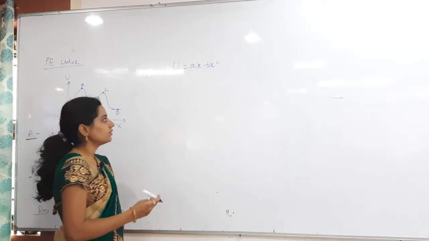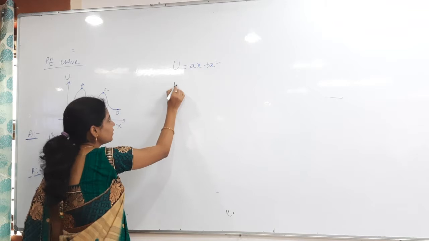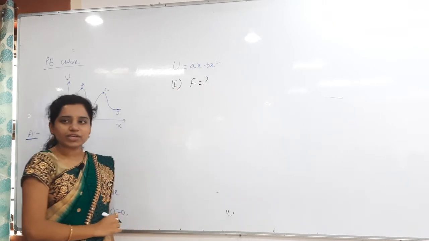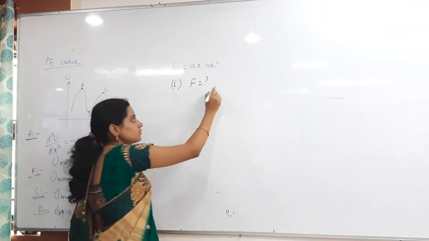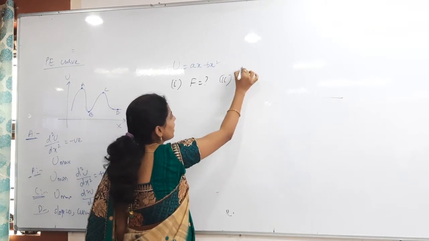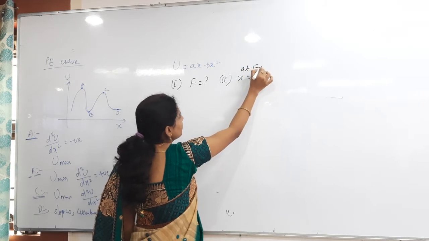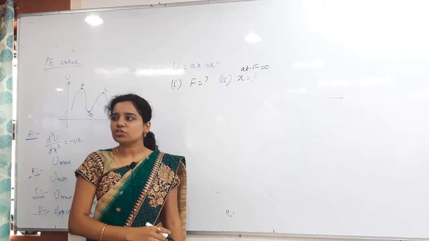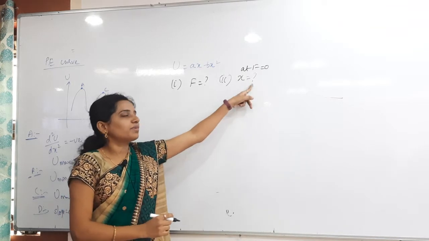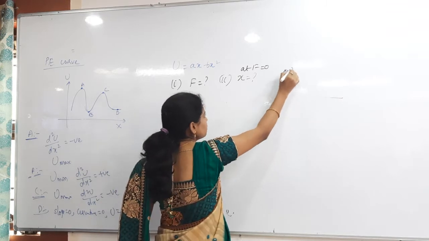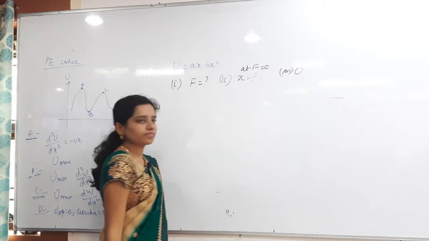So here, listen, what I asked: first of all, you have to find the expression for the force. You have to write the force equation. Next is the equilibrium position, nothing but the x value, whenever F is equal to 0. Equilibrium is nothing but force is equal to 0. At that time x is equal to how much? And next, I asked to find the potential energy.